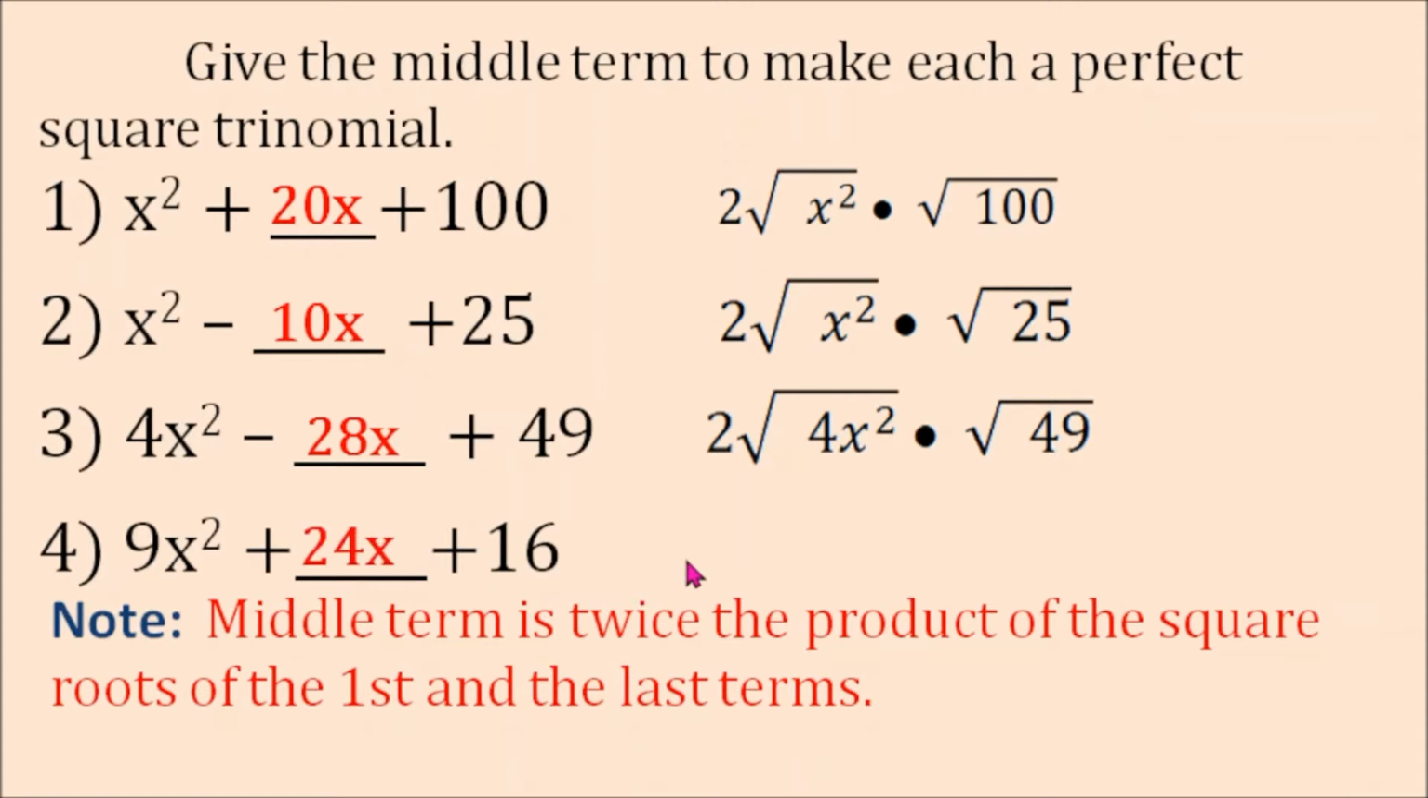How about item number 4? Yes, it's 24x. How? Square root of 9x squared is 3x. Square root of 16 is 4. 4 times 3x is 12x, then twice is 24x.